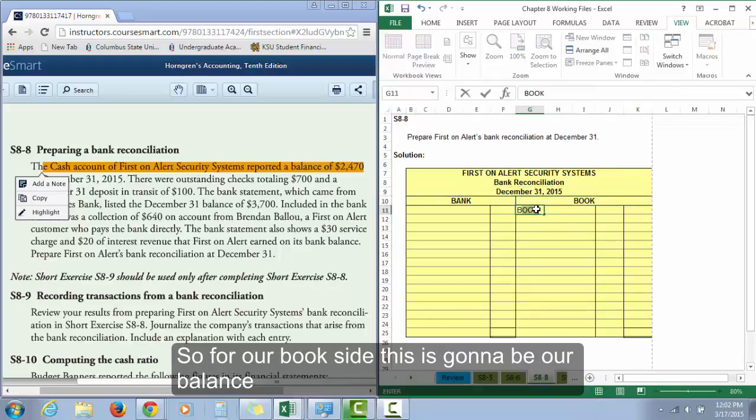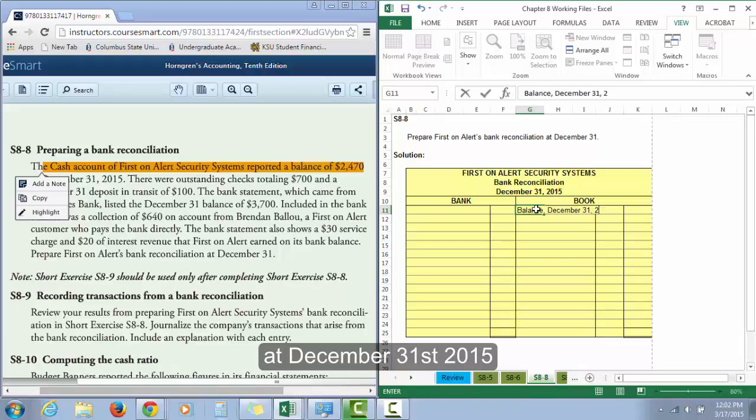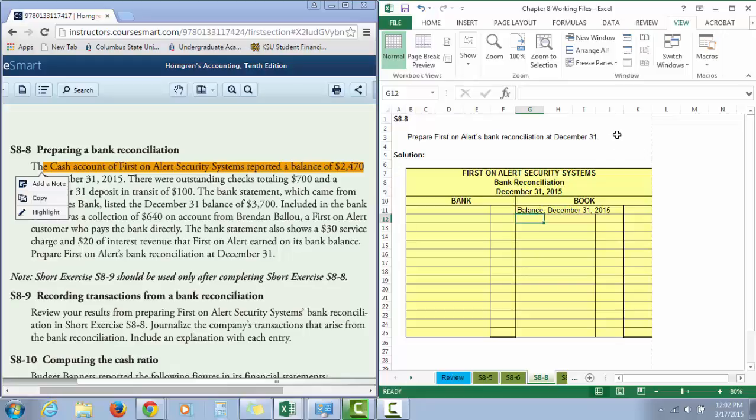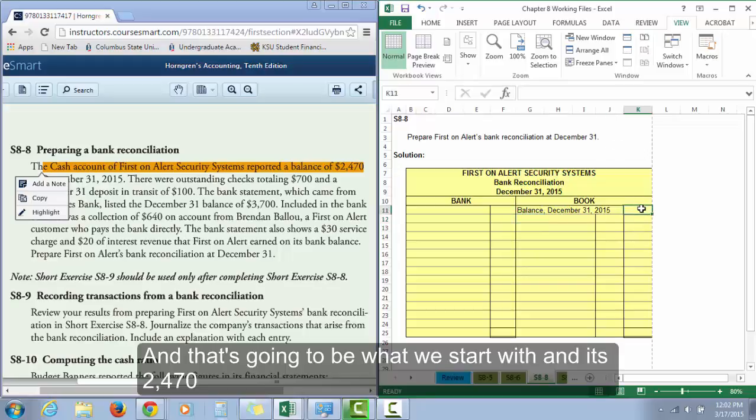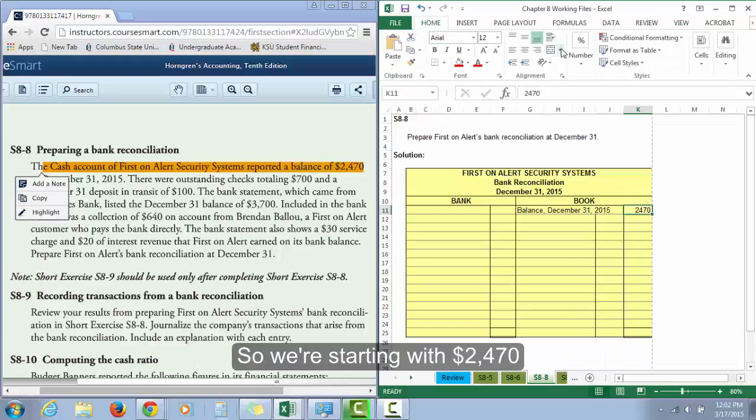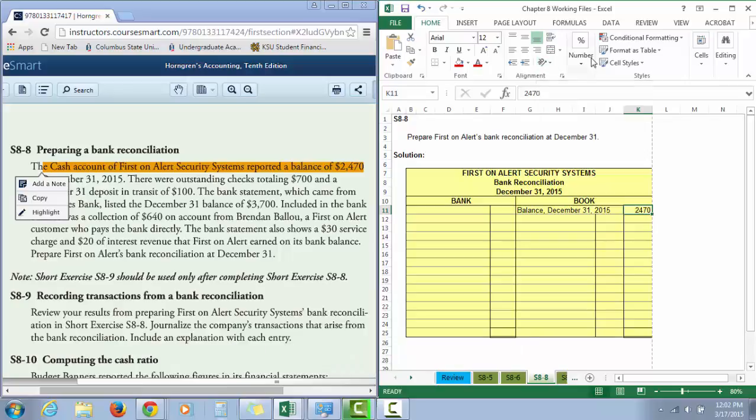So for our book side, this is going to be our balance at December 31st, 2015. Okay? And that's going to be what we start with, and it's $2,470. So we're starting with $2,470. Okay.